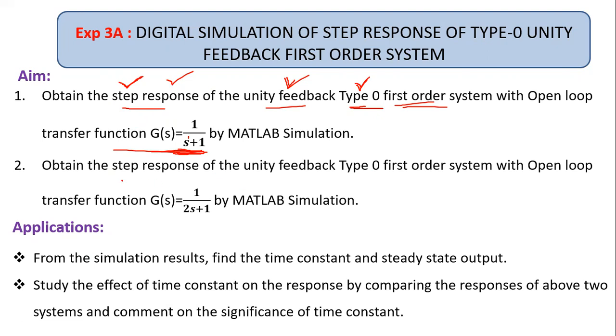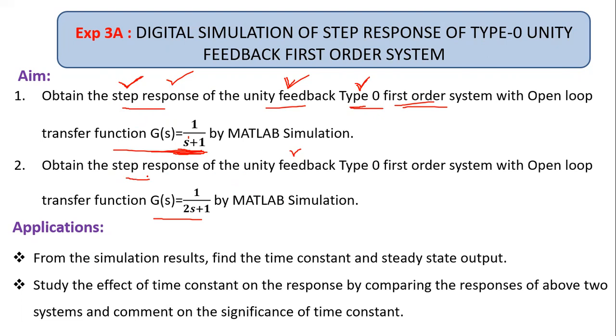In the same way, coming to the second case, also the same. We are taking one more open loop transfer function. For that, we are giving the unity feedback, and we will check the closed loop and then apply the step signal as the input, and we need to find the output responses.